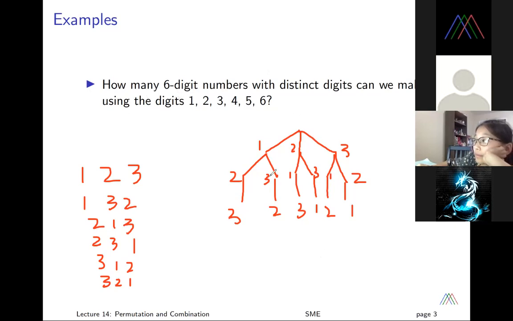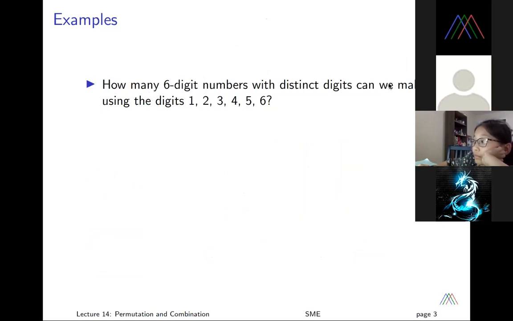So this is a tree that represents every number. So this number here would be 1, 2, 3. So 1, 2, 3, 1, 3, 2, and so on, until this one, you get to 3, 2, 1. So I think it's been a while. I'll explain how you might do this.